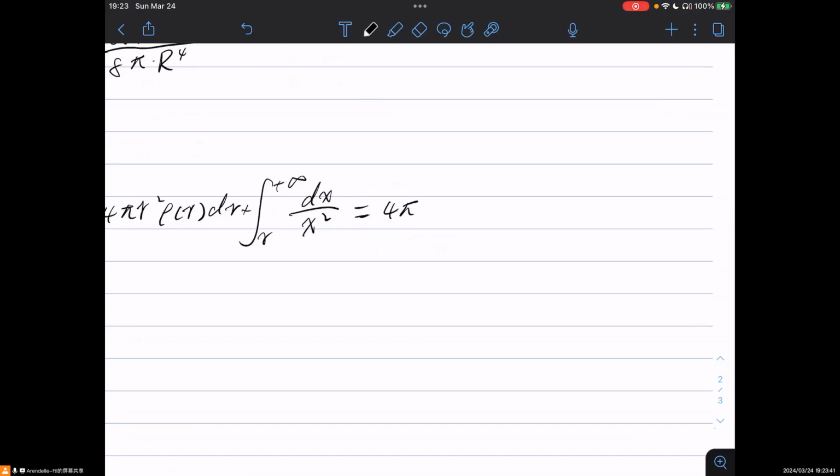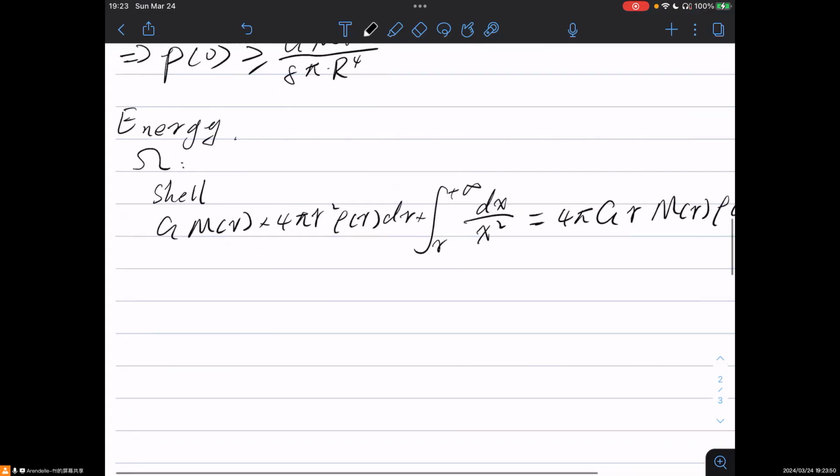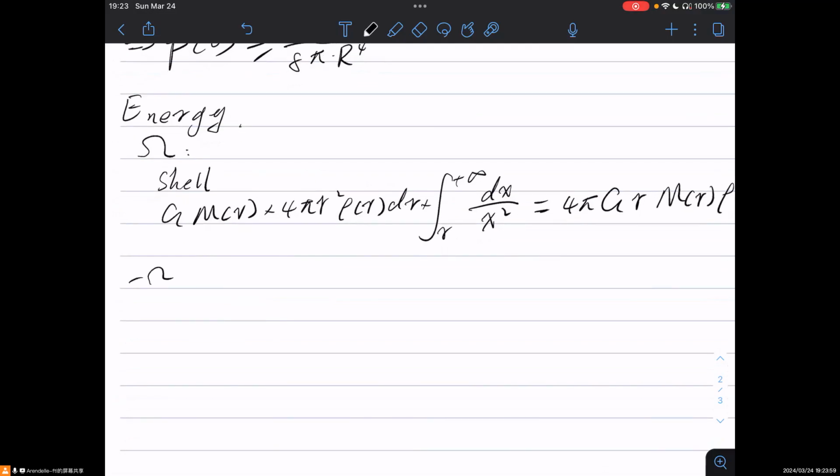Okay, 4 pi G r m(r) rho(r) dr. This is the energy we need to remove the thin shell from its original place to infinity. Hence, minus omega equals 4 pi G integrate from 0 to R of m(r) rho(r) r dr.